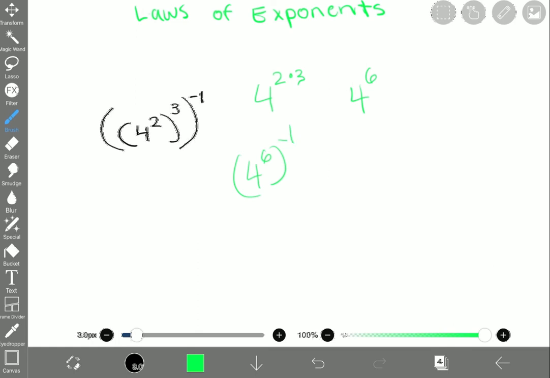Remember, this was also a law. It was the law of the reciprocal. So remember the law, it's going to be 1 over 4. It's supposed to be to the -1, but because we have the 6, we have to remember to multiply those together. So it's going to be 1 over 4 to the 6, because 1 times 6 is 6. And that's our final answer. And that's the laws of exponents.